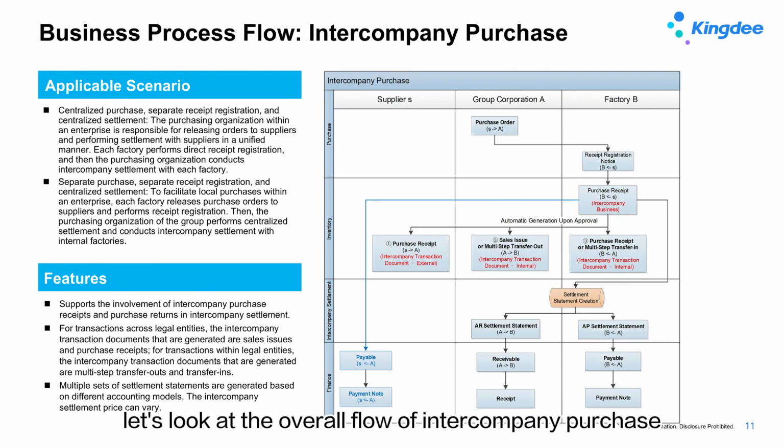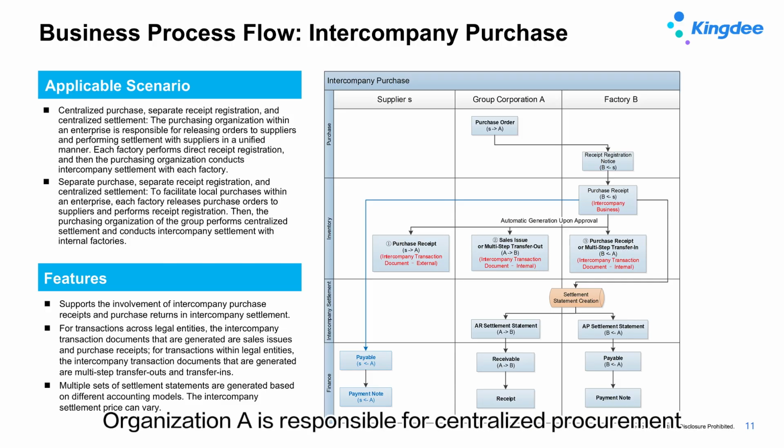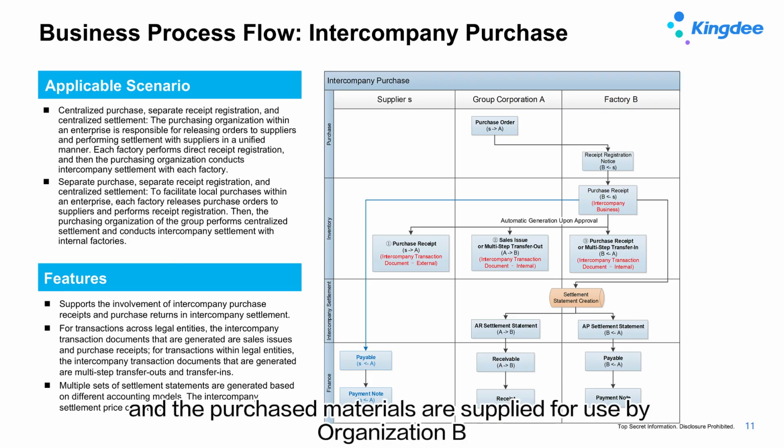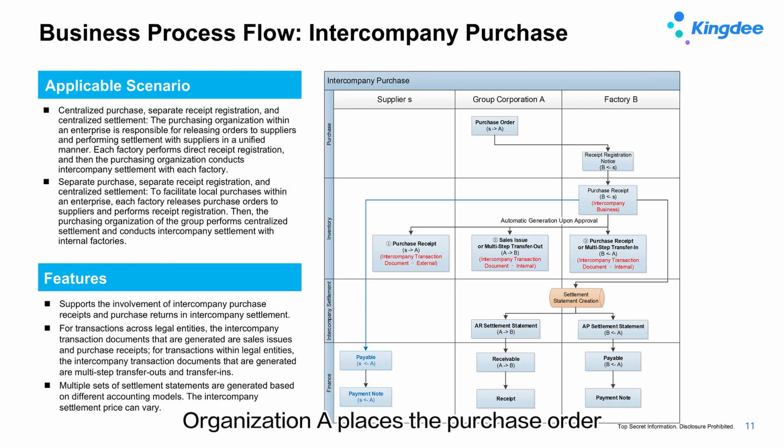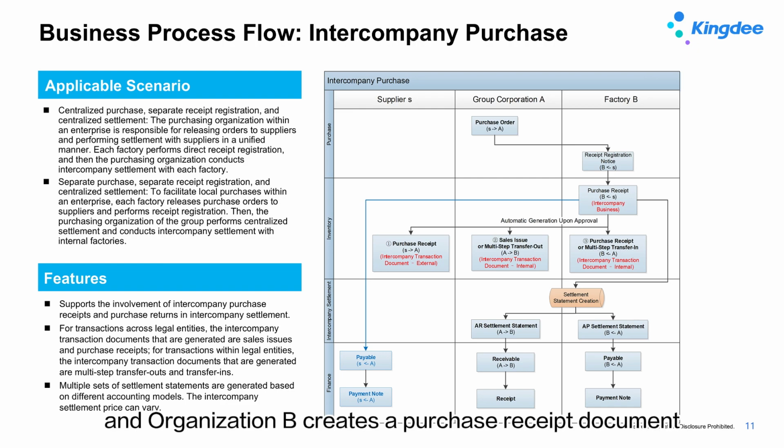Next, let's look at the overall flow of intercompany purchase. Organization A is responsible for centralized procurement, and the purchased materials are supplied for use by Organization B. Organization A places the purchase order, and Organization B creates a purchase receipt document.